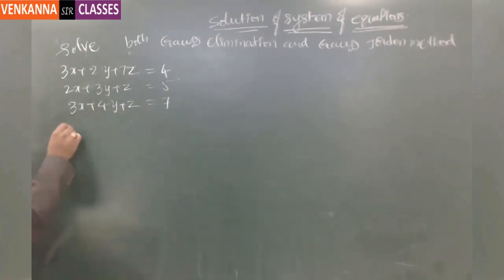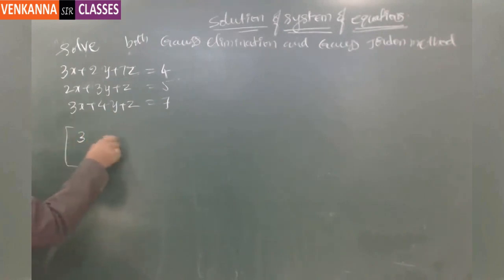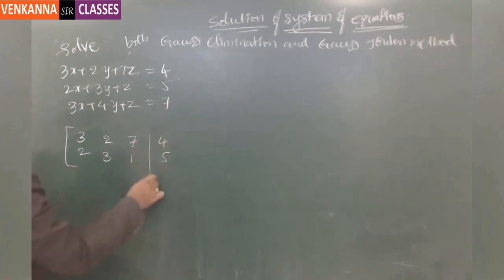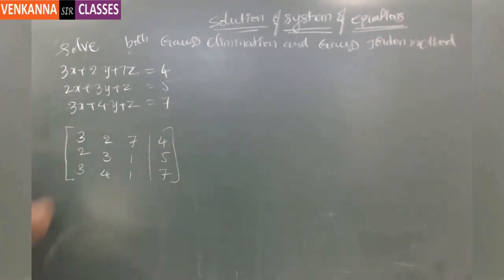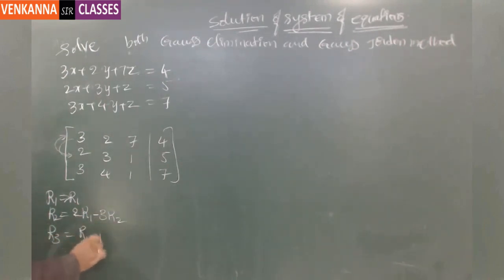See, this matrix you can form as 3, 2, 7, 4, 2, 3, 1, 5, 3, 4, 1, 7. Now if you want to eliminate this, you can directly subtract R1 from R3. And then here you have to multiply this here and multiply this here and subtract. So R1 will be R1 as it is, and R2 you can write as 2 times R1 minus 3 times R2. And R3 you can straight away write as R1 minus R3.